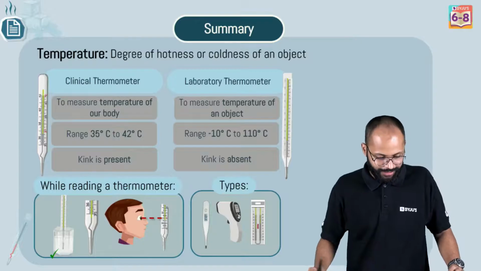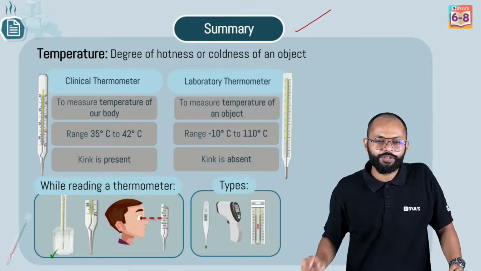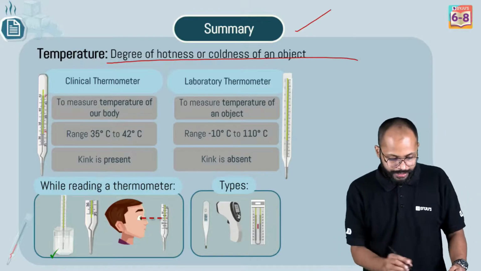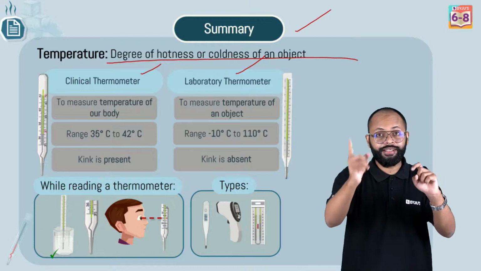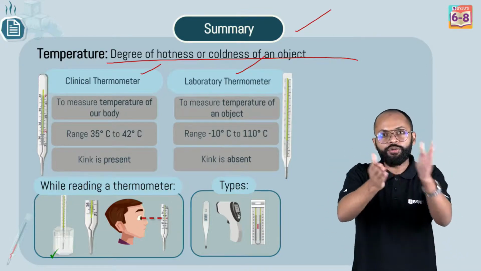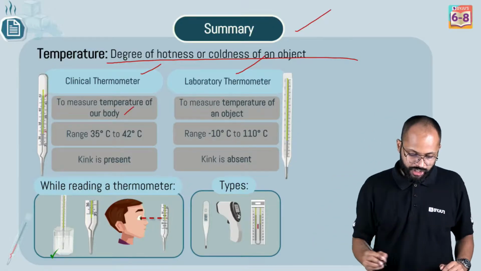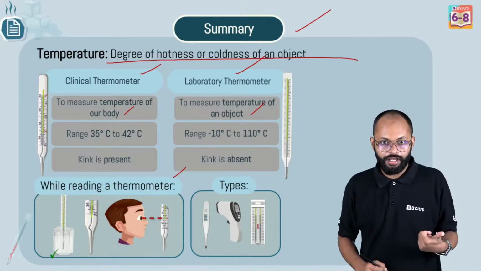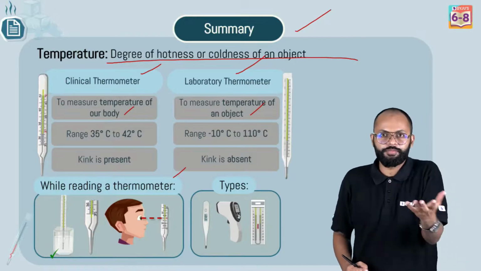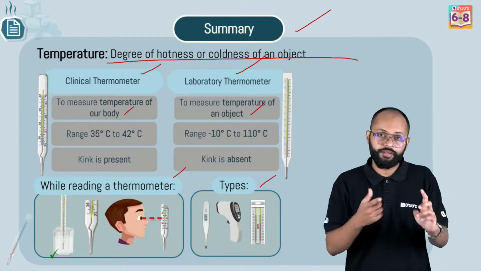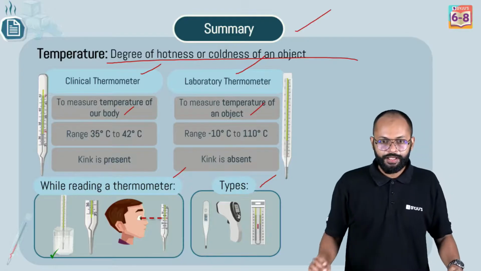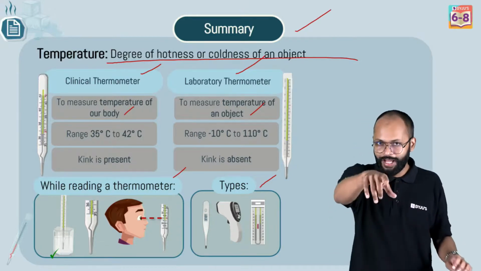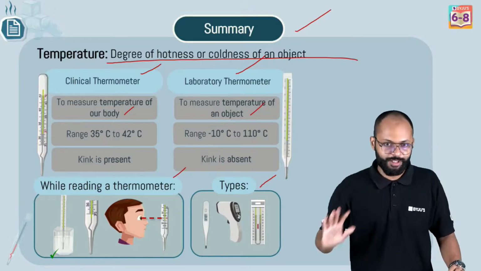All right. So let's summarize everything. Temperature is the degree of hotness or coldness. Two types of thermometer, clinical and laboratory. Major difference: the kink is absent in laboratory, present in clinical. Clinical is 35 to 42, laboratory is -10 to 110. Clinical is for measuring temperature of the body, and laboratory is for temperature of an object. Precautions while reading the thermometer, all right? Types may be minimum, maximum, infrared, digital. Don't worry, I'll give you two homework questions. The second one is very important for our next session. If you try that, next session you will enjoy, because I'm also going to show you another experiment in that.